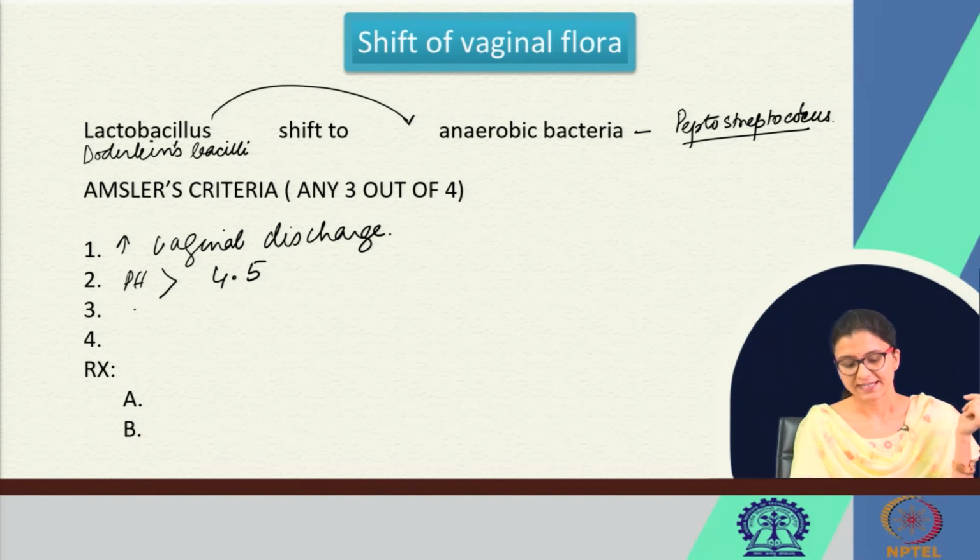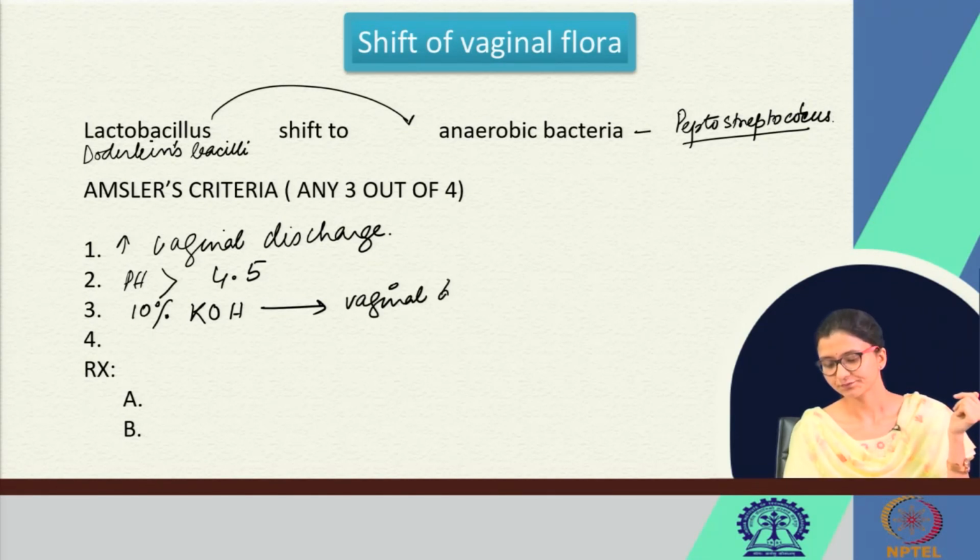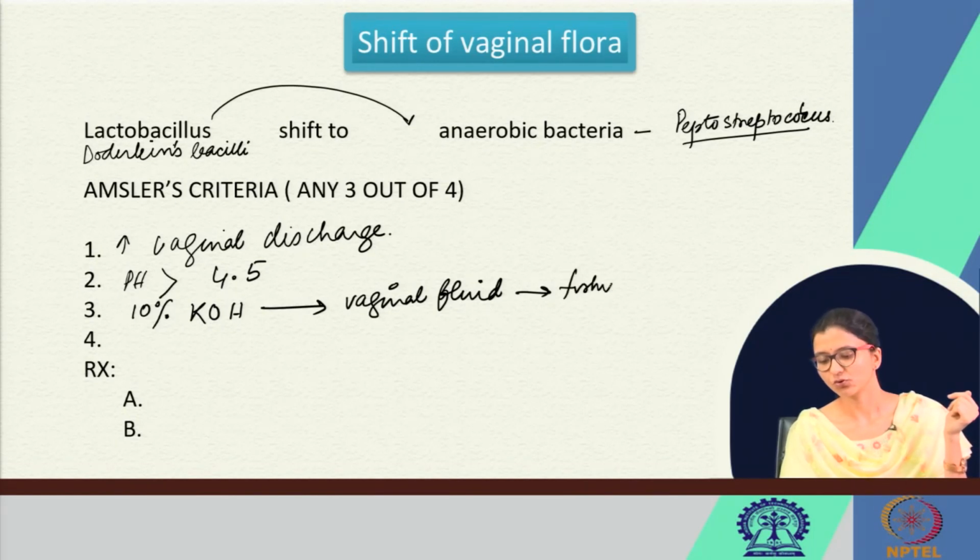Number 3 is, if we give 10% KOH to the vaginal fluid, there will be a fishy odor. It will give a fishy odor. This is known as the amine test.